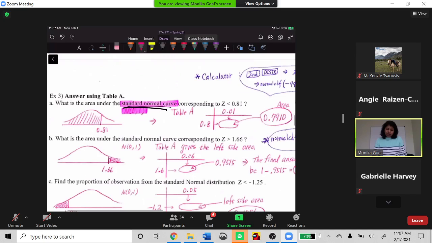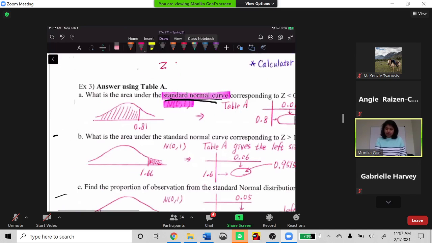Then we used an example using the table as well as the calculator, looking for the value of z less than 0.81. And remember, as we discussed in the last class, when we are looking at the area under the normal table, table A, it gives us the area to the left. It gives the left side of this density curve. Either you look at this or this, we always get the left-sided area using table A or the standard normal table.